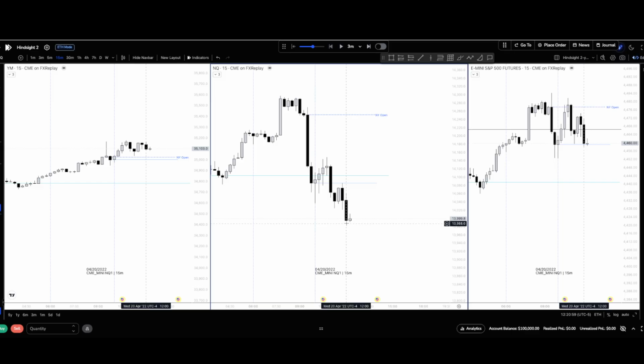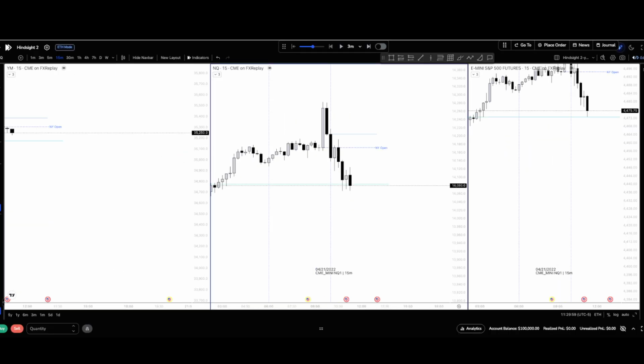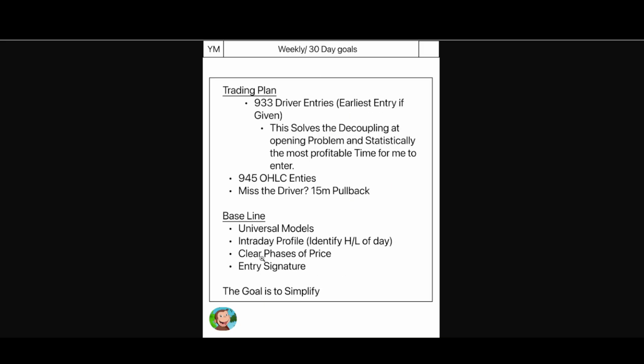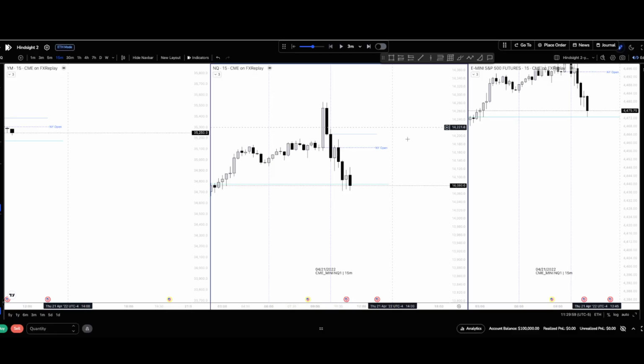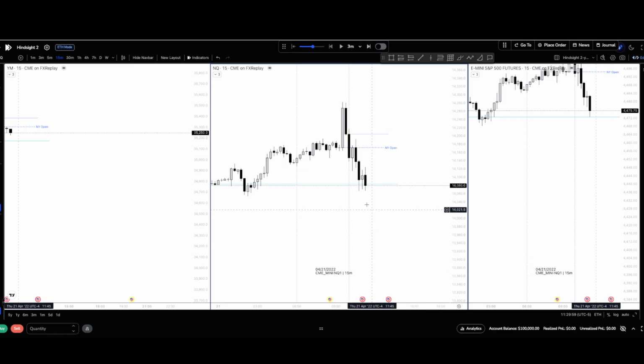There was actually a stage of crack or an SMT break, so check. And this was a missed driver 15-minute pullback play, check. Missed the driver, 15-minute pullback play, check. And then you could also get that driver entry, the 33 driver entry, and that's your check to solve the decoupling of that profile or whatever you were taking a look at.